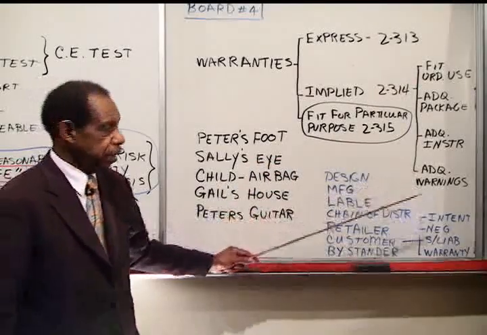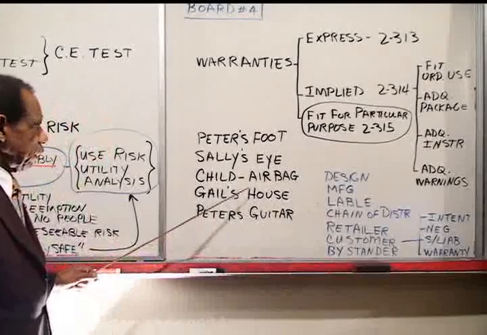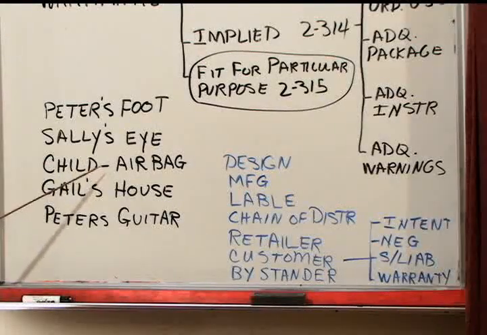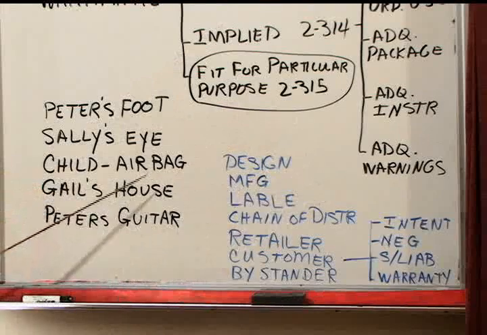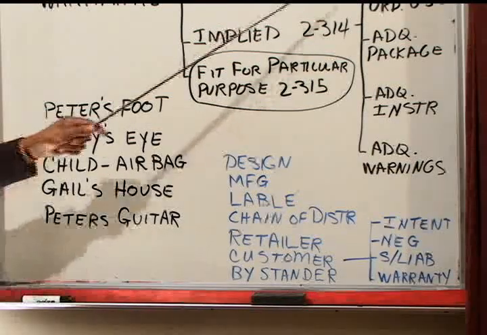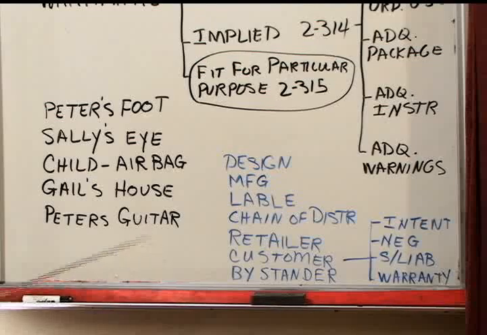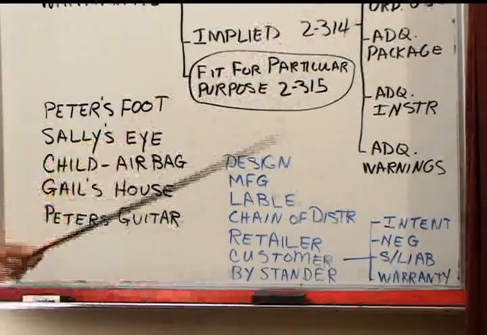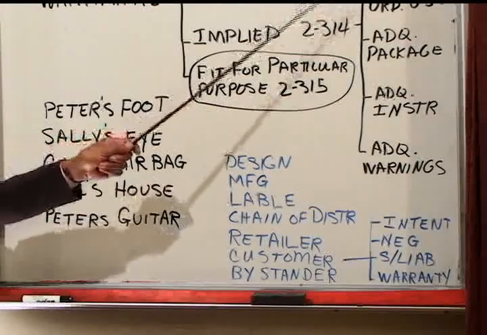In the case of the airbags, they probably did not breach any implied warranties because that's as safe as they could make it, and warnings wouldn't do any good. Gail's house, when she sues, she'll say the car that burned my house down wasn't fit for ordinary use. Peter sues for his guitar. He'll say the car that destroyed my guitar wasn't fit for ordinary use.